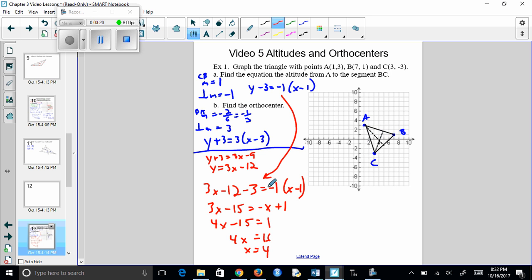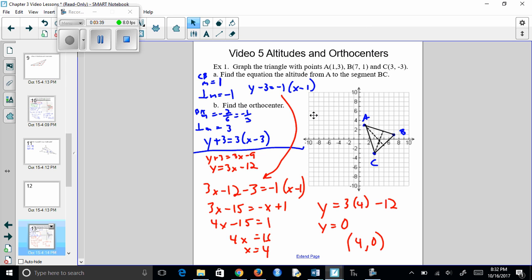Let's see. If I plug that into any of the equations, this one looks like it's the easiest. y equals 3 times 4 minus 12. 12 minus 12, that equals 0. So our orthocenter for this one is at the point 4, 0. Now that's about all we need to know about orthocenters. They're not super interesting, I don't think. So that is where we're going to leave off.